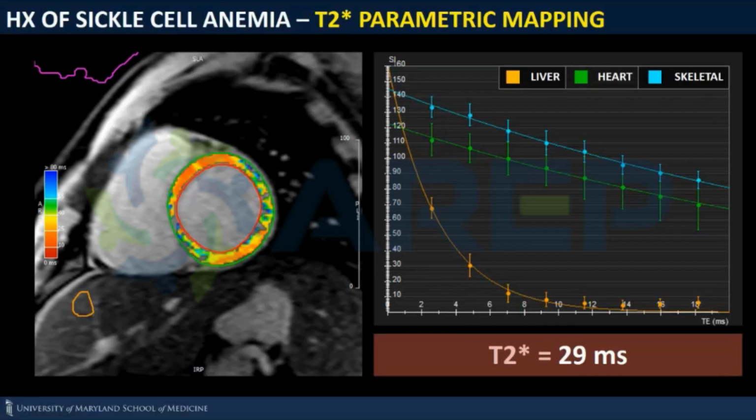Remember, less than 20 is considered abnormal. So this is someone who has, again, no evidence of significant iron overload.